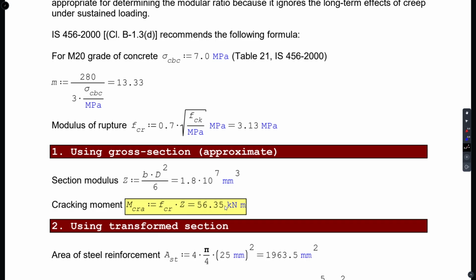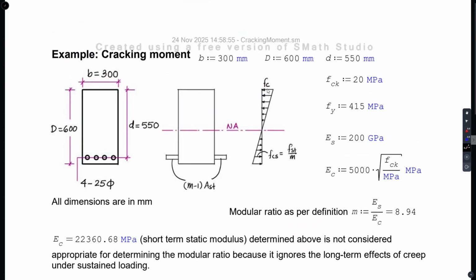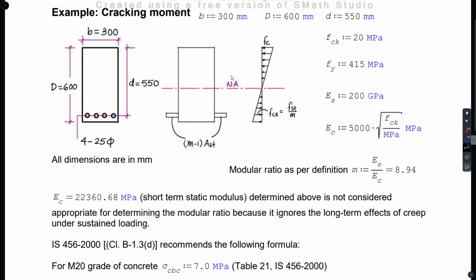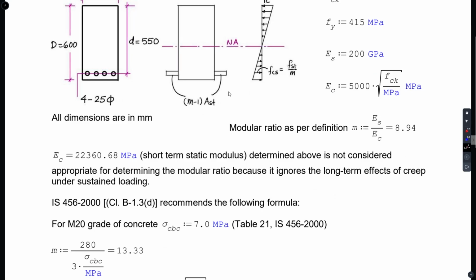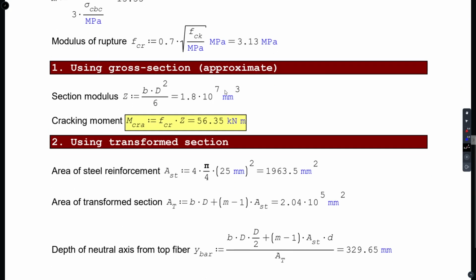Now, if you use the transformed section which I have shown here, okay, so basically the reinforcement is converted to equivalent concrete, then this additional area is going to be (modular ratio minus 1) into Ast, okay, and then we can calculate what is the cracking moment. So, we have to calculate the area of this cross section and locate the neutral axis and calculate the moment of inertia. So, area of the tension steel is this much. So, area of the transformed section, b into D, the overall, plus (m minus 1) into Ast is this much.